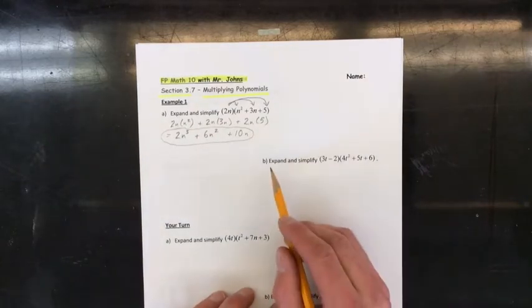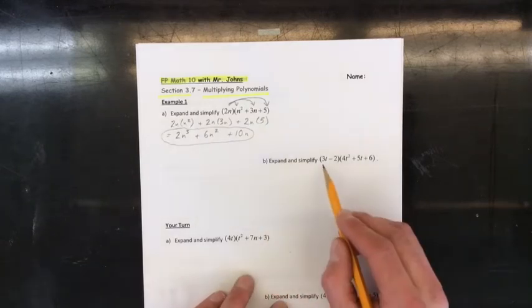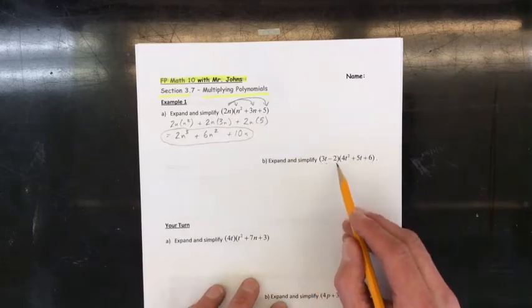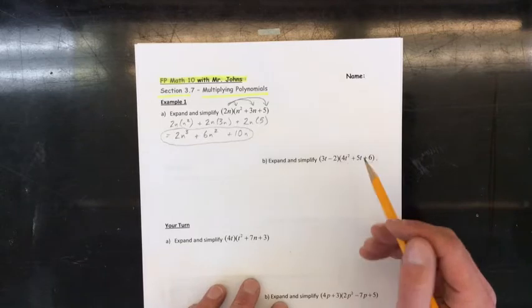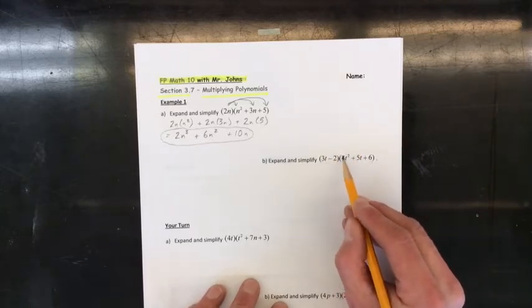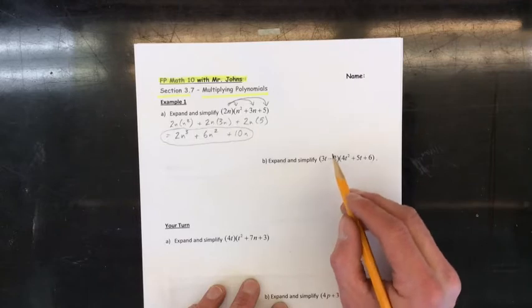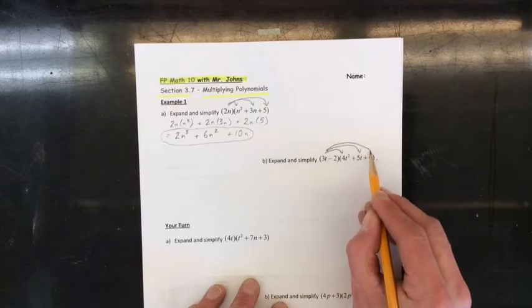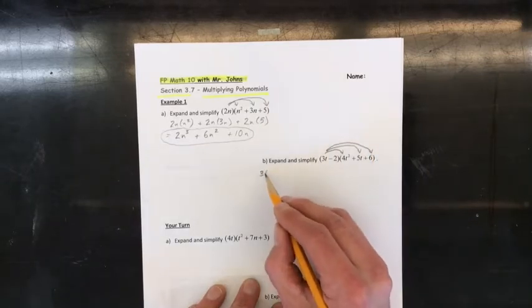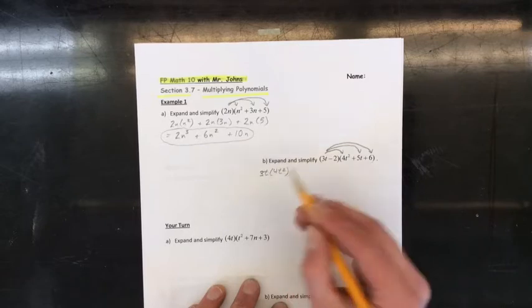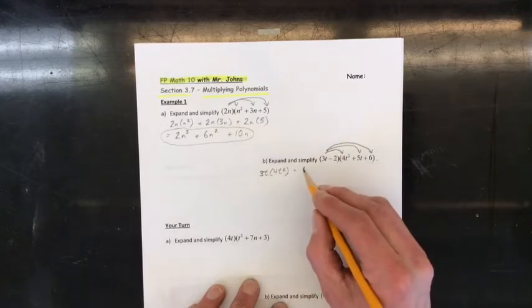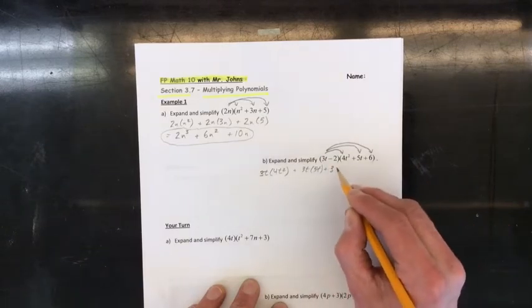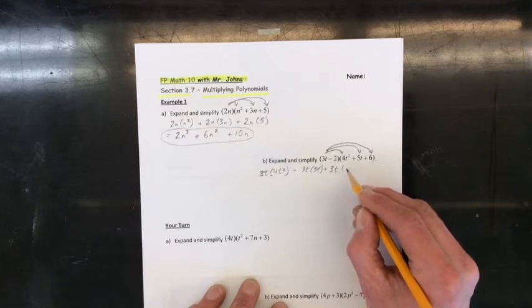So in our next example, 1b, we want to expand and simplify again, but here we have a binomial times a trinomial. So it is quite tricky in terms of everything in this bracket times everything in that bracket. What I'll do is I'll take the 3t and I'll multiply it by everything in the bracket, just like above. So I'll have 3t times 4t squared plus 3t times 5t plus 3t times 6.